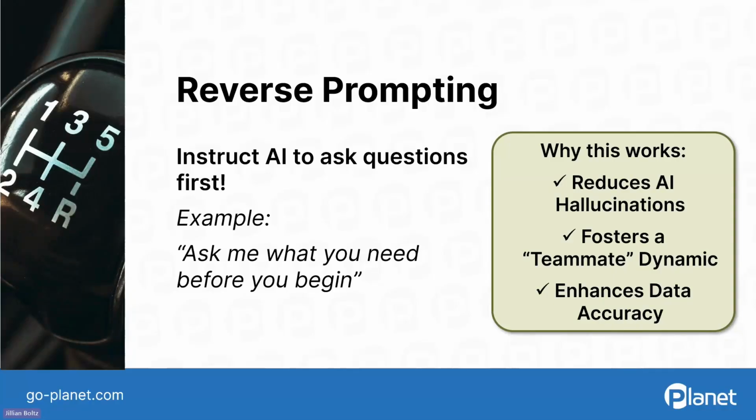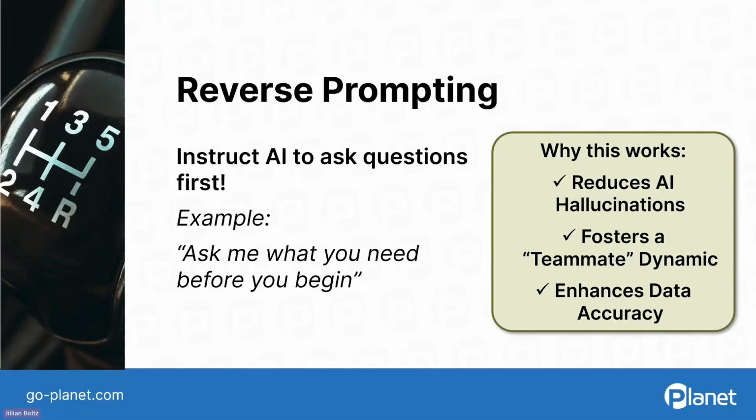So why does this work? It overcomes the AI's eager intern tendency. AI has a predisposition to say yes and avoid troubling users with questions. So giving it permission to ask questions empowers it to seek necessary clarification, preventing it from making numbers up or inserting placeholder text. I love to say, ask me what you need before you begin. This allows Copilot to respond with questions.